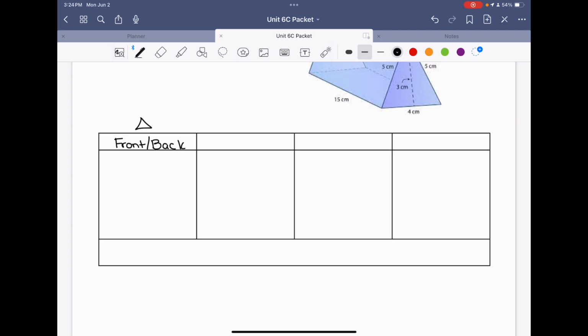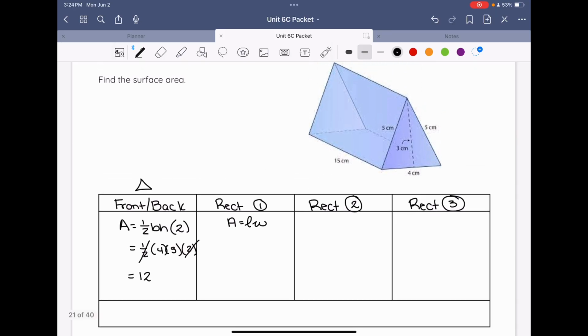All right, front and back, triangles, area equals 1/2 base times height, and remember there are 2 of them. So 1/2 times 4 times 3, times 2. Well, remember my 2 and my 1/2 cancel, so this is just going to give me 12. Got rectangle 1, rectangle 2, and rectangle 3. Area equals length times width. I'm going to do 15 times 5, which is 75.